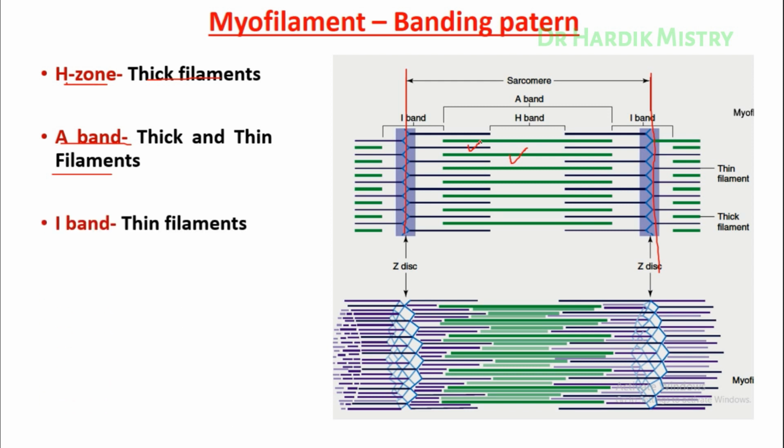The I band has only the thin filaments. So this is the I band. Here you are clearly seeing that only thin filament is present, or simply the actin filament is present.